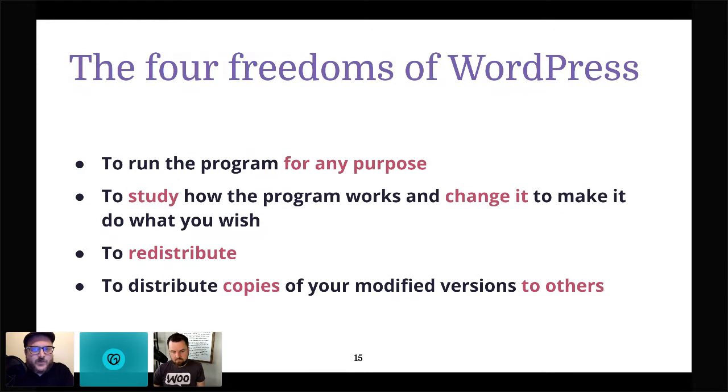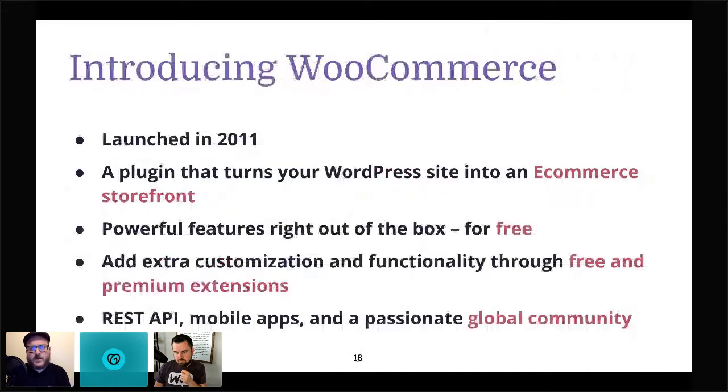And those are the 4 freedoms of WordPress right there. It basically sets out that you can modify it, you can adapt it, you can share it, distribute copies of your modified versions to others as well. So this is our foundation when we're building a website for a client. WordPress would be the foundation that you build on, and then we'll take it to the next step. And I'm going to introduce you to WooCommerce now, which is the software that allows you to take your WordPress site and turn it into an e-commerce storefront, pretty much.